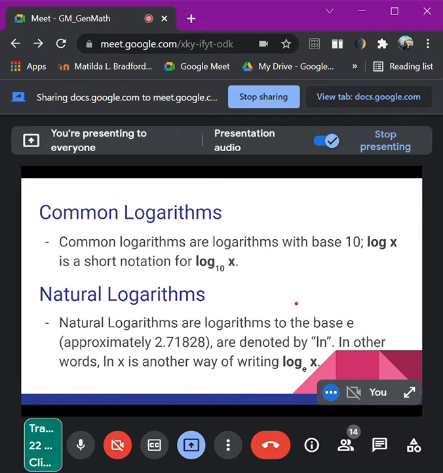Okay? Do you understand, class? So, these are the two types somehow used in our logarithms: common and natural logarithms. Questions? Yes, I have a question, teacher. Yeah, sure.